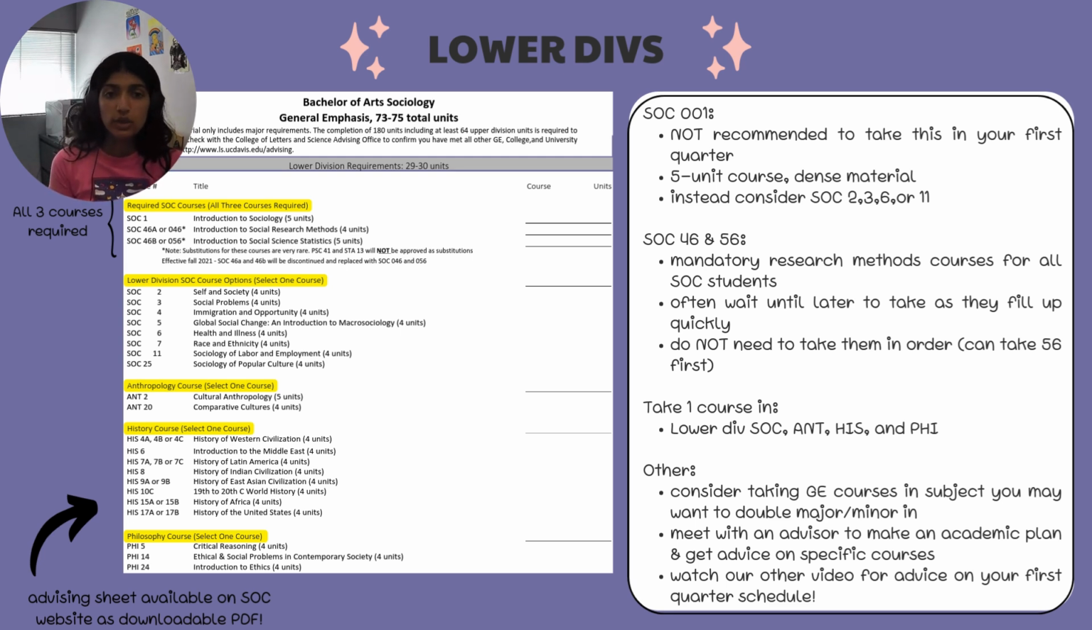In addition, we do have Soc 46 and 56, which are our mandatory research methods courses, and because they are mandatory for all of our students, they do tend to get filled up pretty quickly. So if you don't get it in your first or second quarter, or even your first or second year, I wouldn't stress about that, as you can take it later in your sociology coursework and it won't matter, because we don't have any prereqs for our upper division sociology courses. So even if you're taking it later in your course, it won't prevent you from taking other sociology courses.